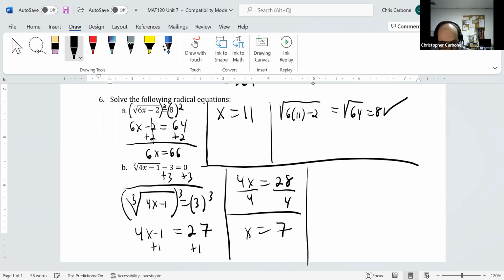And plugging that back into our original equation, this is the cubic root of 4 times 7 minus 1, minus 3. So this is 28 minus 1 is 27. Cubic root of 27 is 3. Minus 3 does indeed make 0. So again, we are fine with that particular result.